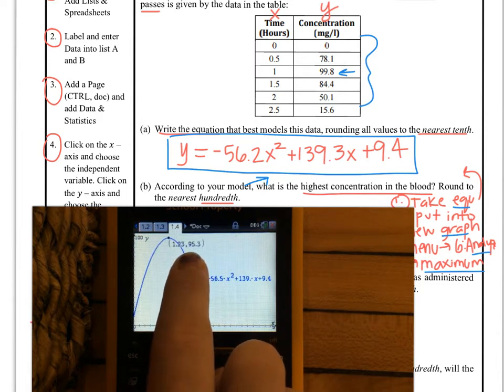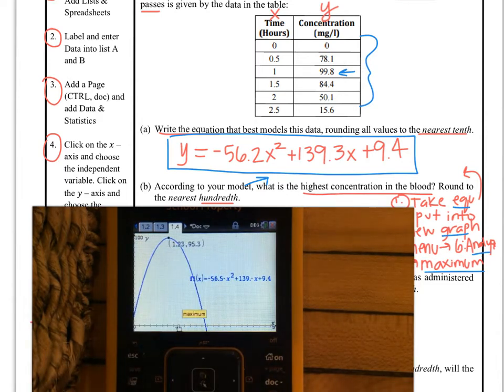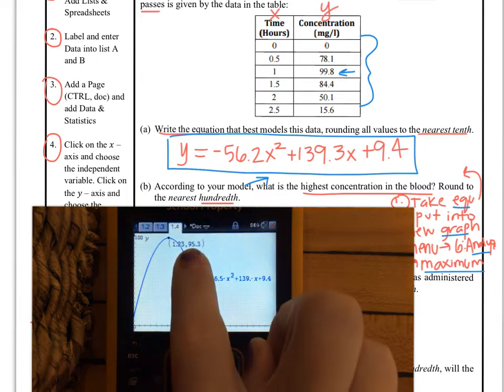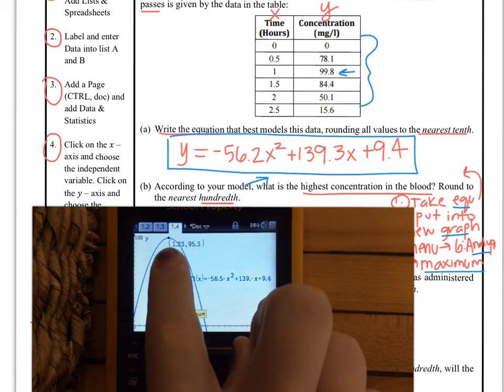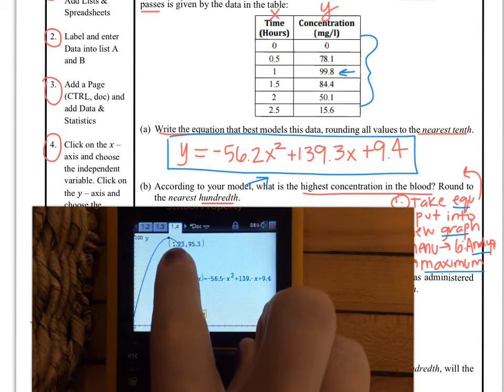Okay, so that's the point we're going to jot down and write down in our notes, but they only want the highest concentration point, so we're going to only take the Y value. So the highest concentration was at 95.3 milligrams after 1.23 hours. Okay.